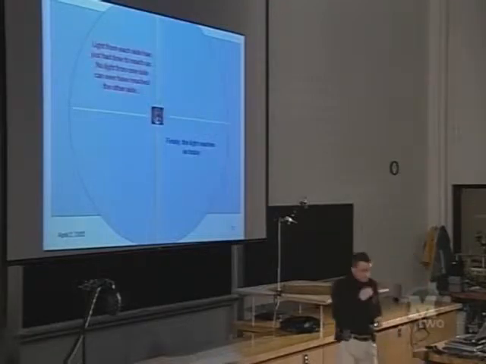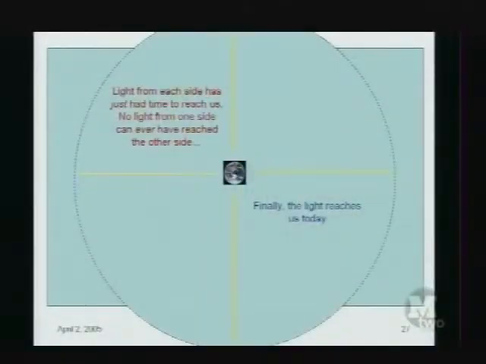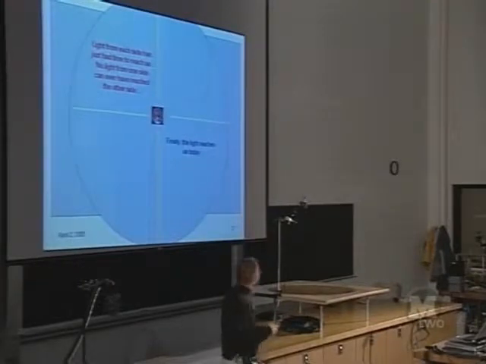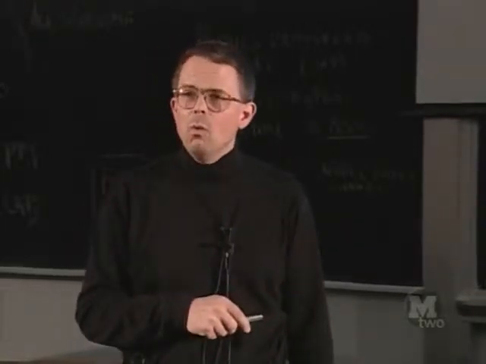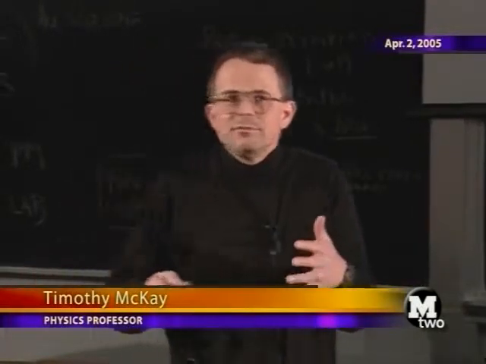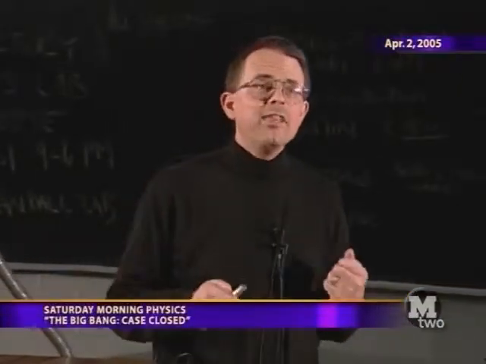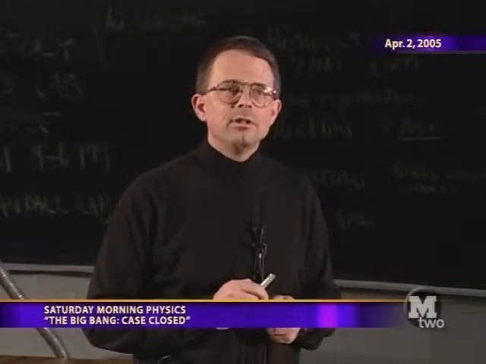So what's the problem with this? Light from each of these 4 points, from here and from here, for example, has just had time to reach us. It hasn't had time to reach the other side. So how could these 2 sides know what temperature they're supposed to have? Did they send a Federal Express package across to say what it was? There's no way that they can have communicated with one another within this model. There's no way they can have adjusted to have the same temperature. So that's a big problem for this standard picture.